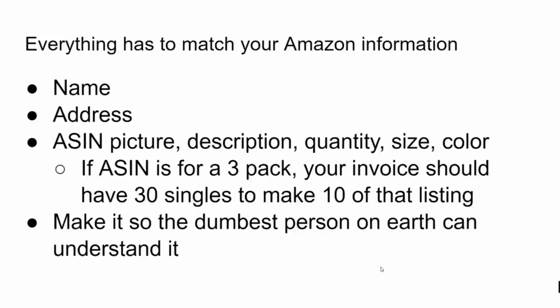For the ASIN, the picture, description, quantity, size, color, everything with the ASIN has got to match up with the description on the invoice. If the ASIN is for a 3-pack and Amazon wants you to have at least 10, show an invoice showing for 10 items, that's going to be 10 times 3 or 30 singles to make that listing. I see this happen quite a bit. Somebody will buy 10 of something and it's a 5-pack. Well, really, you've only shown Amazon that you bought enough for 2, right? You got to do the math there and buy accordingly.